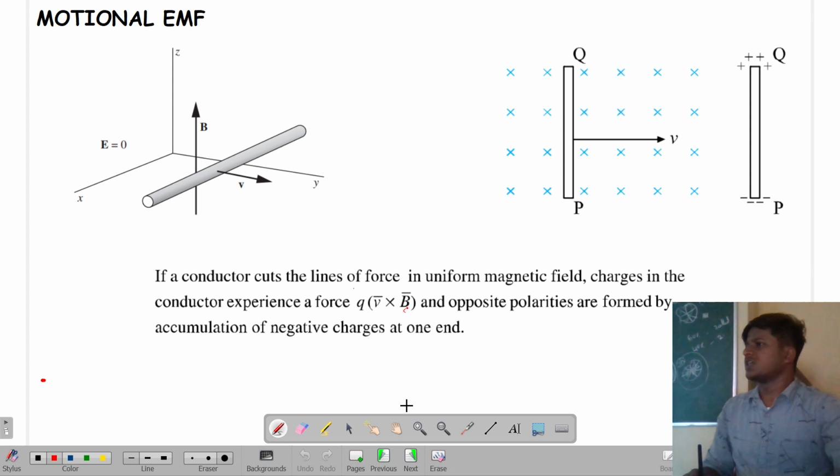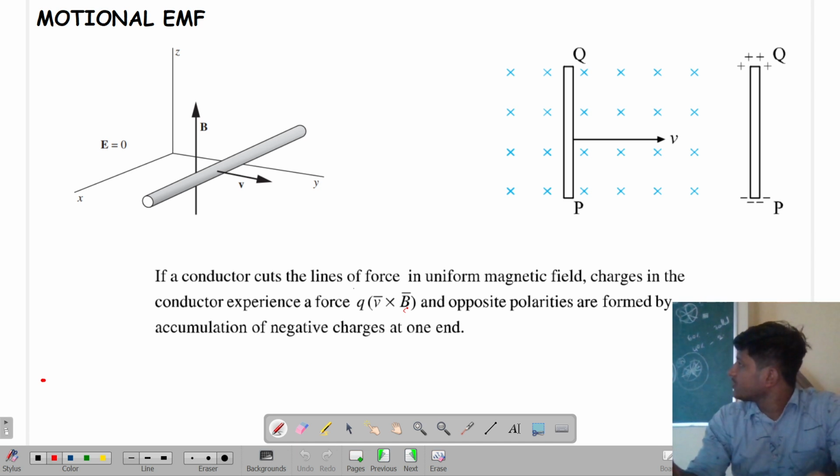Okay, what do you know about motional EMF? Any idea? Guys, what is motional EMF? Tell one person at one time. Can you tell me what is motional EMF? You have studied it now in your board classes, or not? Little bit about it, you have studied. Okay. What used to happen?